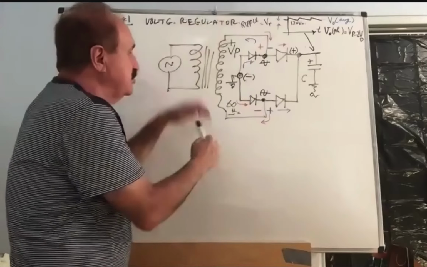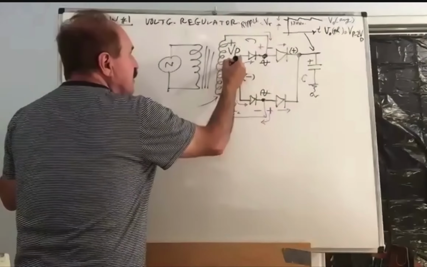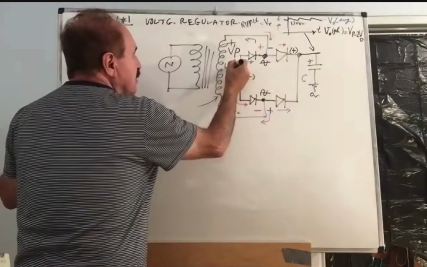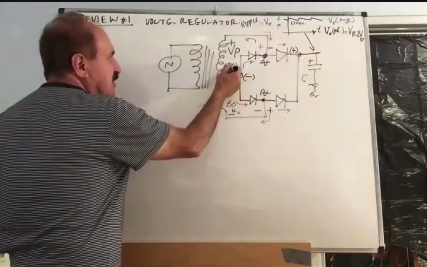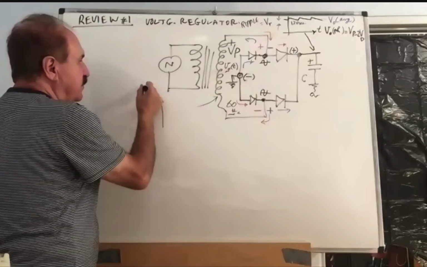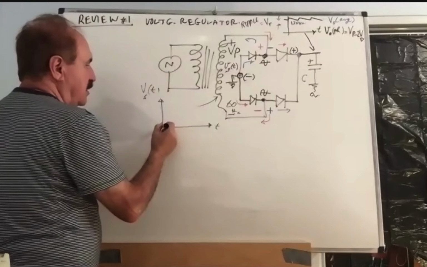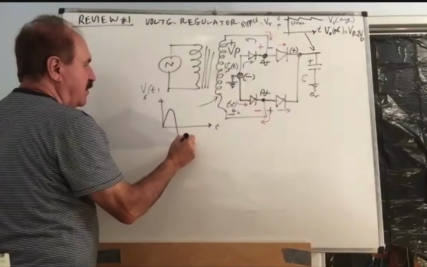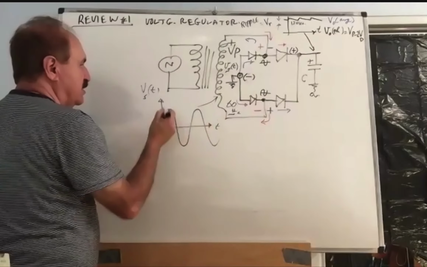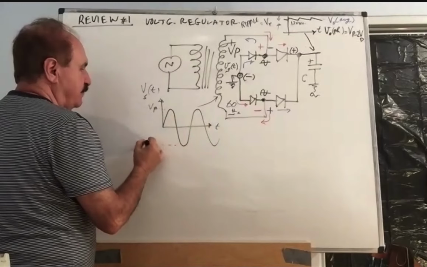Because the inductor voltage here, I will just show it to you. If you call it Vs of t, secondary, as a function of time, Vs of t is a sine wave, which reaches a Vp and a minus Vp.